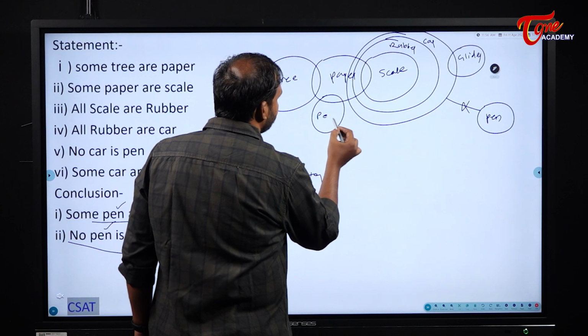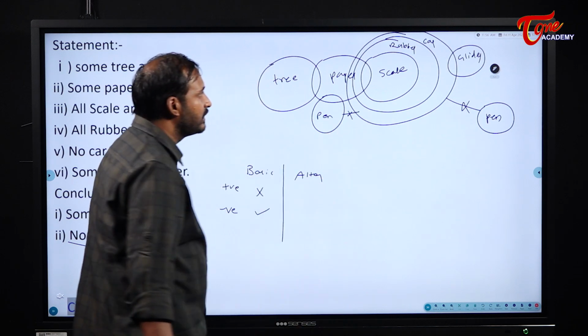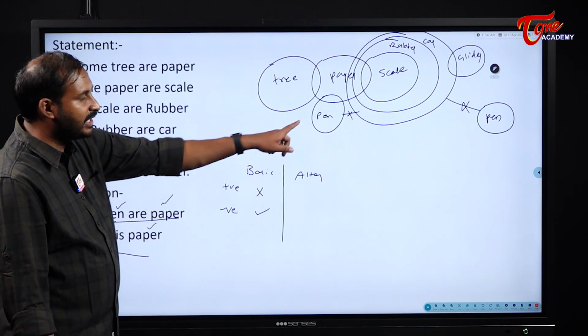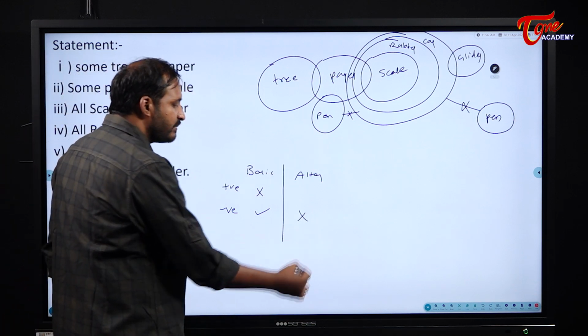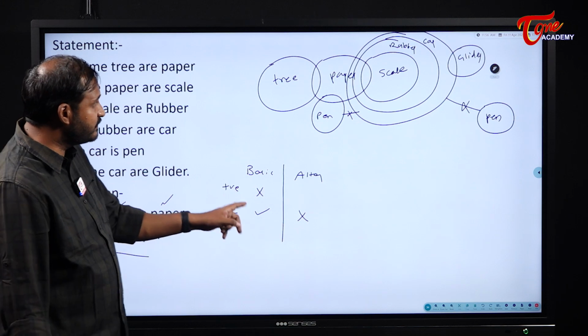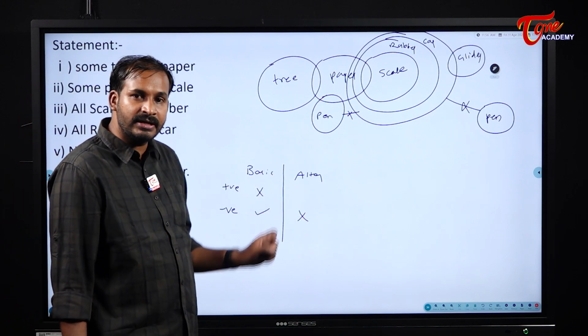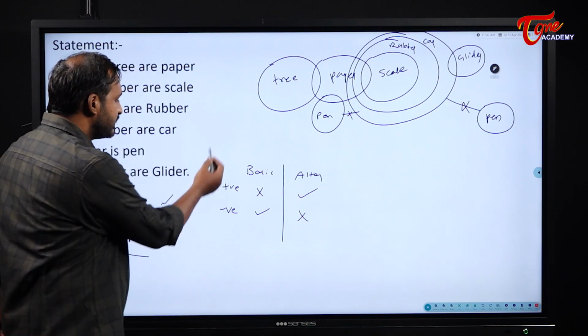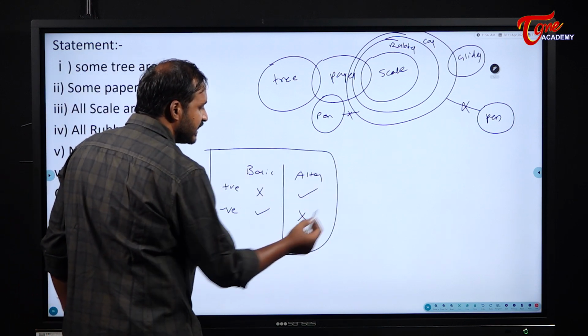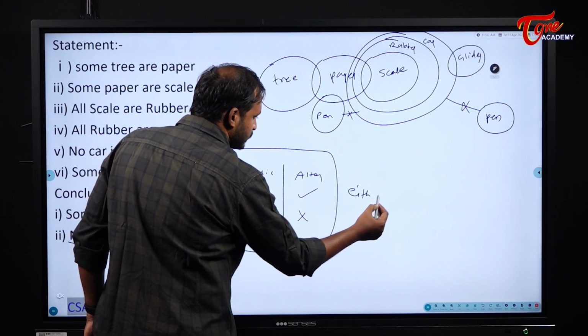When you draw the pen with paper, there is no relation between pen and car, right? Still, alternate is possible. Yes, alternate is possible, sir. In the alternate, this negative conclusion becomes false. If this becomes false, what about some pen or paper? That is becoming true, right? So here I can say either one or two follows.